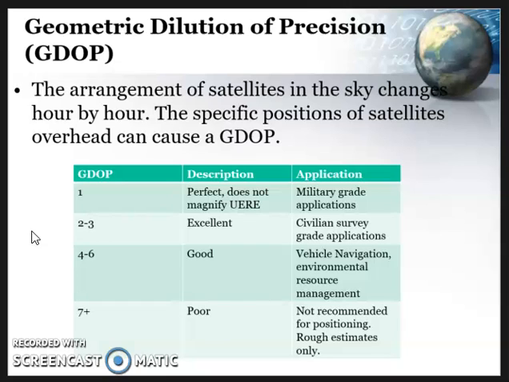And so if you have your GPS unit and you see that GDOP is over 7, then you might need to wait until a different time of day to see if you can get better satellite reception.